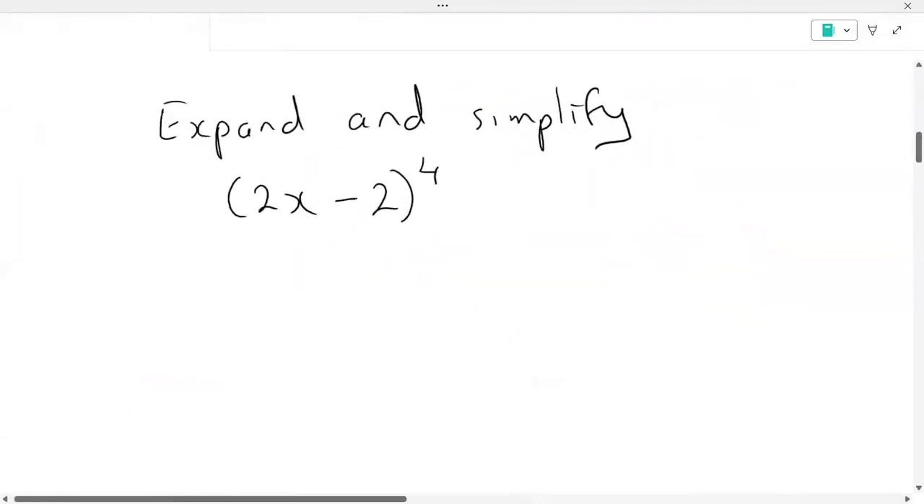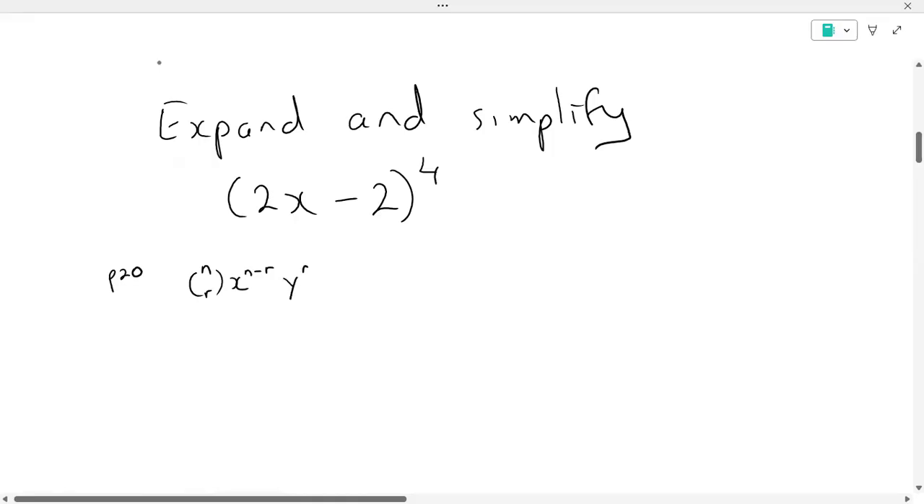Expand and simplify. So this is a binomial theorem question. There's nothing to do with what are your chances or how likely. It's nothing like that. It's a straightforward algebra question. So I'm going to page 20, and on page 20, I see the binomial theorem, and I basically look to this formula here.